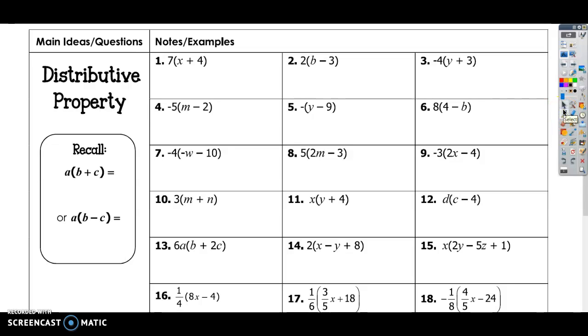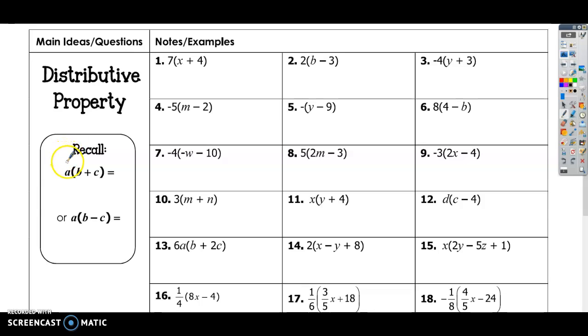Hi everyone, we're going to talk about distributive property today. This kind of extends on simplifying expressions. So we're still simplifying expressions. Now we're going to use distributive property to do that. So look on the left-hand side where it says recall.